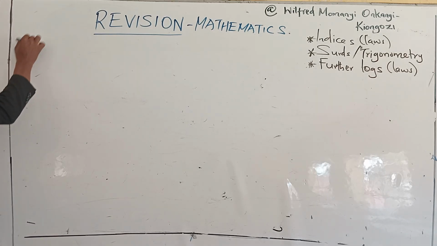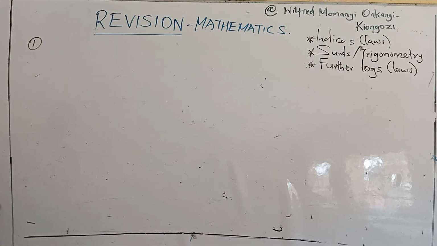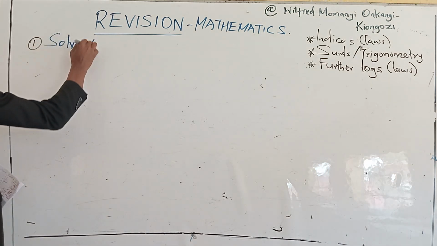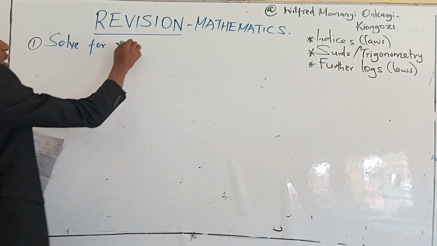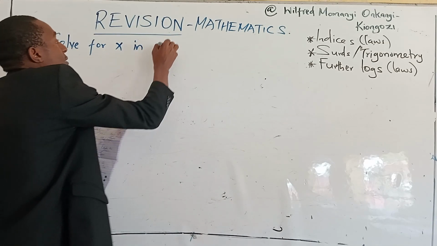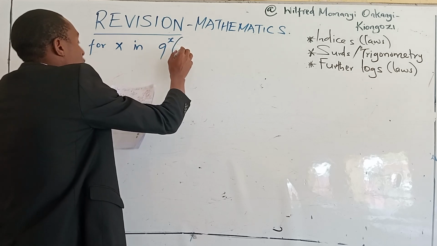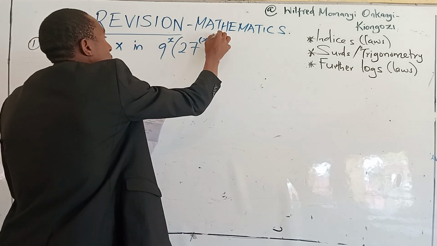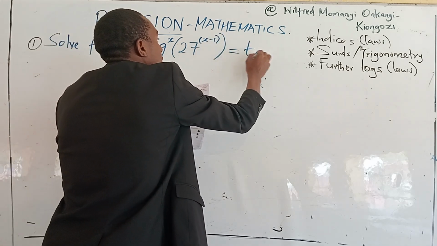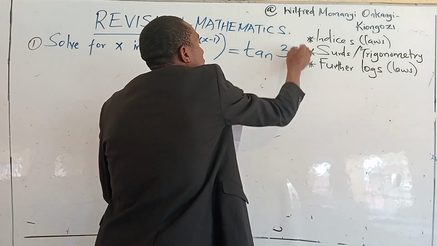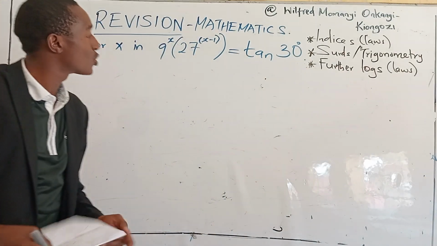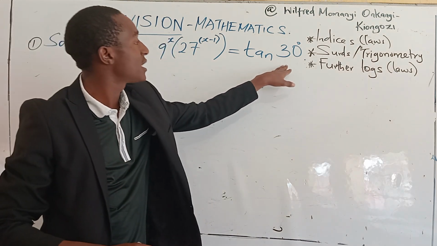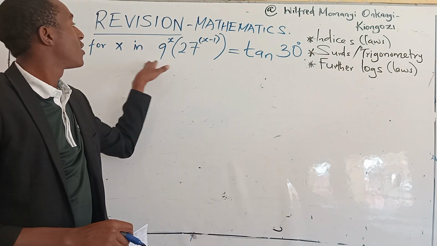Question 1. Solve for x in 9 power x times 27 power x minus 1, close the bracket, is equal to tan 30 degrees. So this is a question that incorporates 2 concepts. Of course, it has some trigonometric operation, and of course the indices.